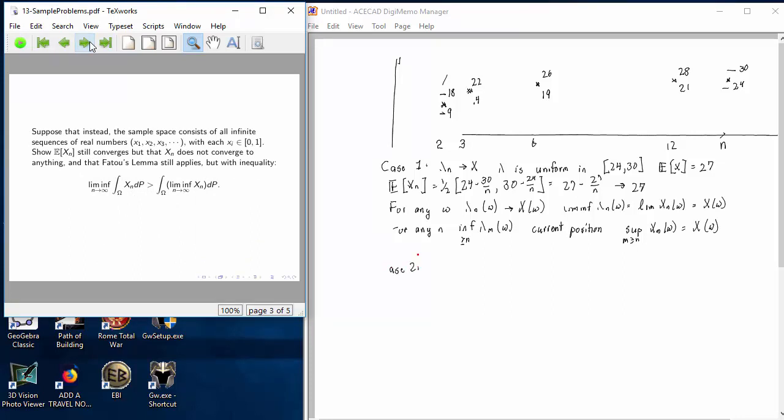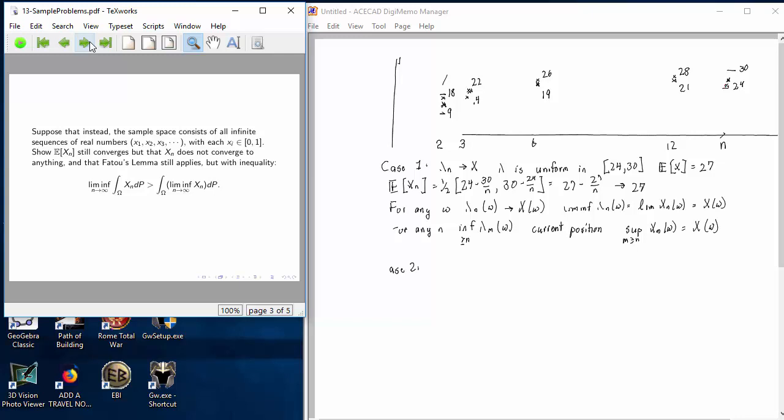Now let's look at case 2. In case 2, the sample space is going to consist of infinite sequences of real numbers, all between 0 and 1. So that says when n equals 2, we may generate a rather large value of x2, and she's there, then she's there, then she's there, and she finally ends up there. She actually could end up running backwards from time to time in this scenario.